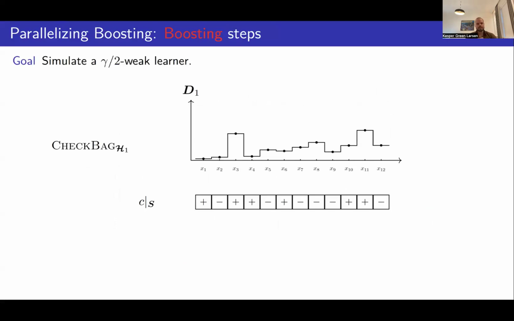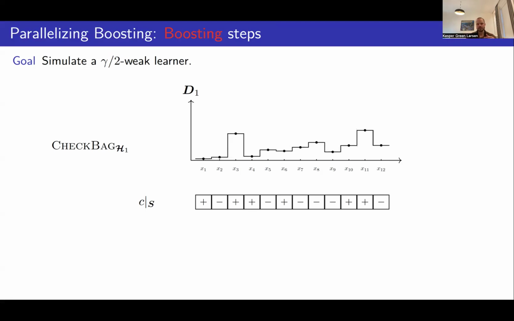So the idea is to say, okay, I know I have this gamma weak learner, right? My learning algorithm always gives me something whose error is at most a half minus gamma. When I do these subsamplings, let's say I'm okay with finding a classifier whose error is at most a half minus gamma half, right? So it's still a gamma half weak learner instead of a gamma weak learner. That's okay for me. So the main idea is we have this procedure that we call check bag.